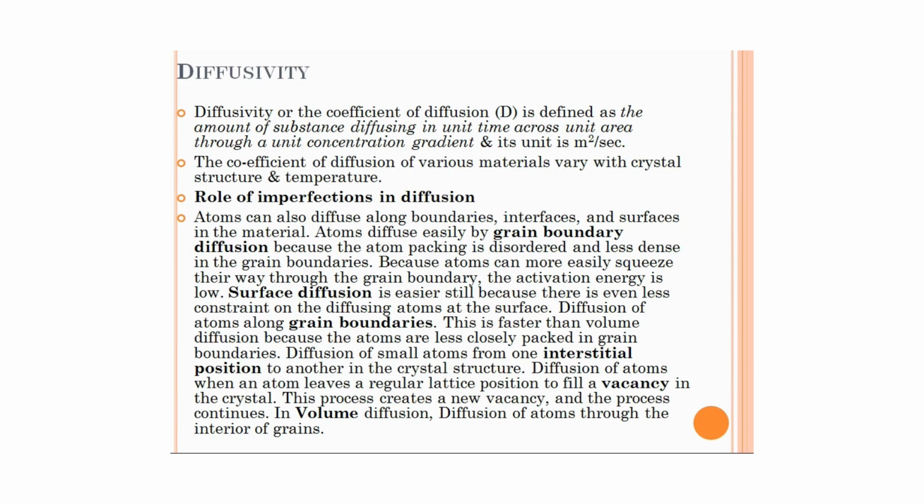Diffusion of atoms along grain boundaries is faster than volume diffusion because atoms are less closely packed in the grain boundaries. Interstitial diffusion is the diffusion of small atoms from one interstitial position to another in the crystal structure. In vacancy diffusion, atoms leave regular lattice positions to fill a vacancy in the crystal. This process creates a new vacancy and the process continues. In volume diffusion, diffusion of atoms through the interior of grains is possible.